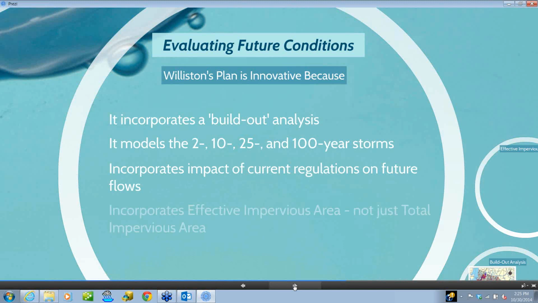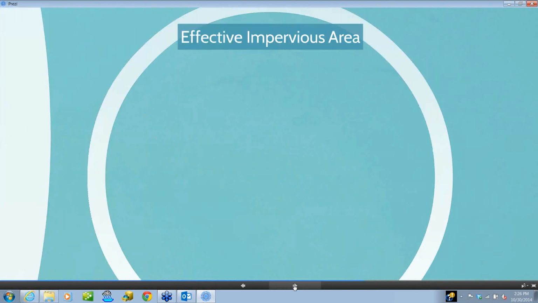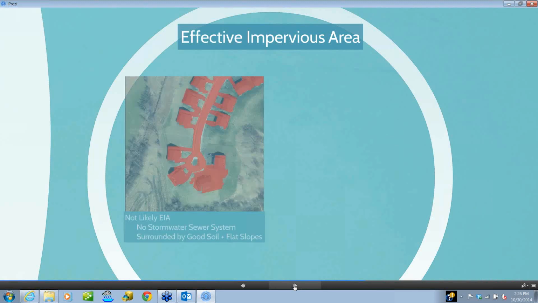And as a part of this study, the investigators parsed out effective impervious cover versus total impervious cover, which is a pretty important, very important concept to understand, I think, with any kind of stormwater management assessment. So just to talk about that in a little bit of depth, the effective impervious area is really the type of impervious area which is most damaging to water quality.